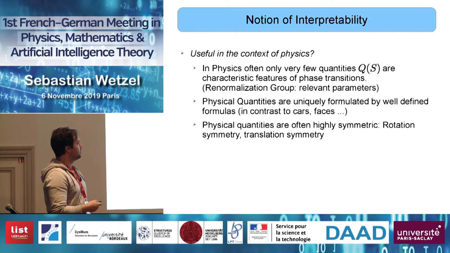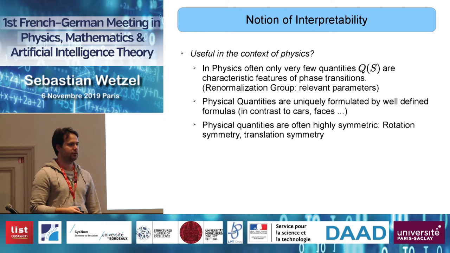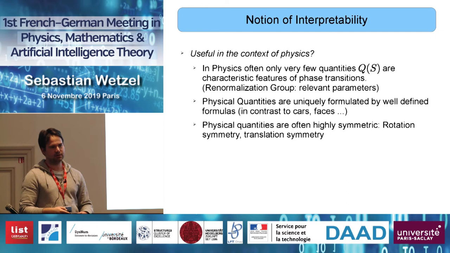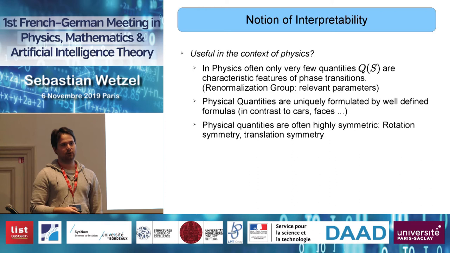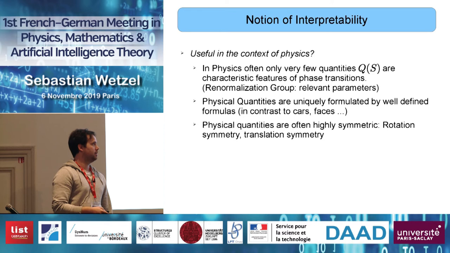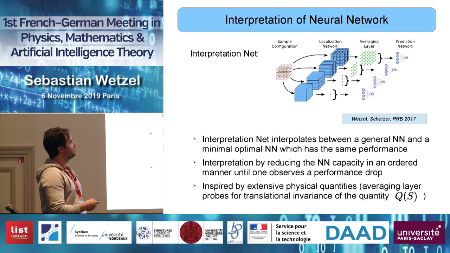That means even though these physical formulas are encoded in a very complicated manner in the neural network, if you check for all of these symmetries, it turns out that many of the weights can be shared. Many of the connections in the neural network don't need to be present to model this quantity. If you probe for all of these symmetries, you can write down a reduced capacity neural network that only has a few independent parameters. In the end, our way of interpreting a neural network is to perform a regression on the parameters that are left. For this purpose, we define this interpretation net.